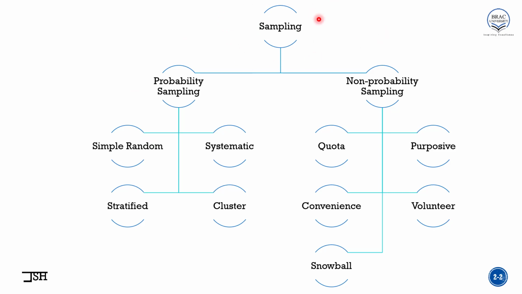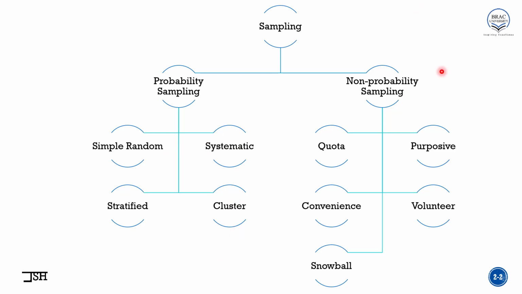So broadly speaking, sampling can be divided into two broad categories: probability sampling and non-probability sampling. Now under probability sampling, we have further four different types of sampling method. So simple random sampling, systematic sampling, stratified sampling, and cluster sampling.